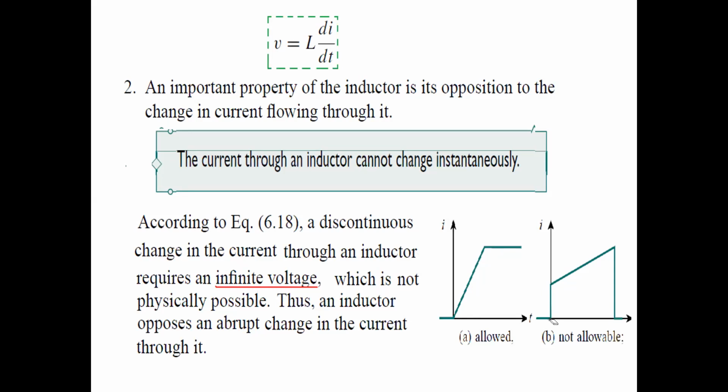While in this case, at time t equal to 0, the current suddenly changes and the slope of this vertical line is infinity, and the voltage across the inductor should be infinity, which is really not possible. Hence, the sudden change of current through the inductor is not possible. The inductor will oppose this change as long as it can.